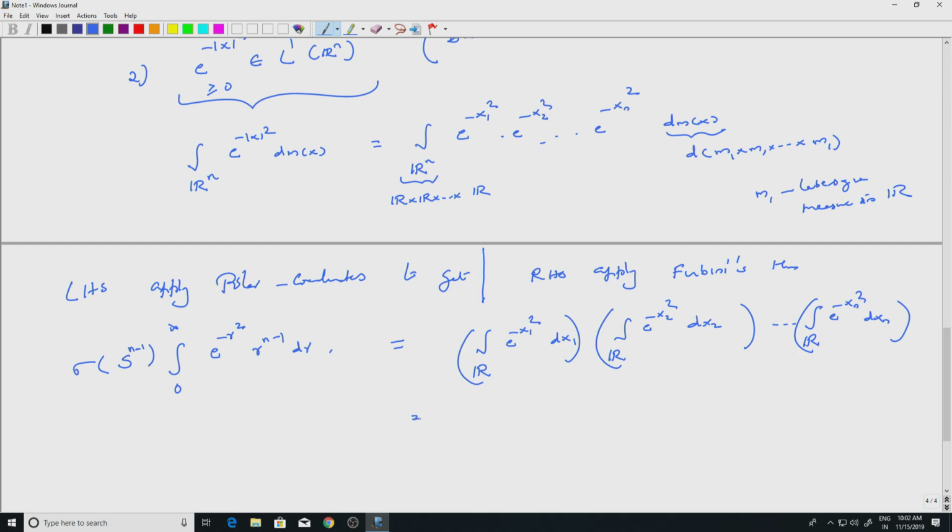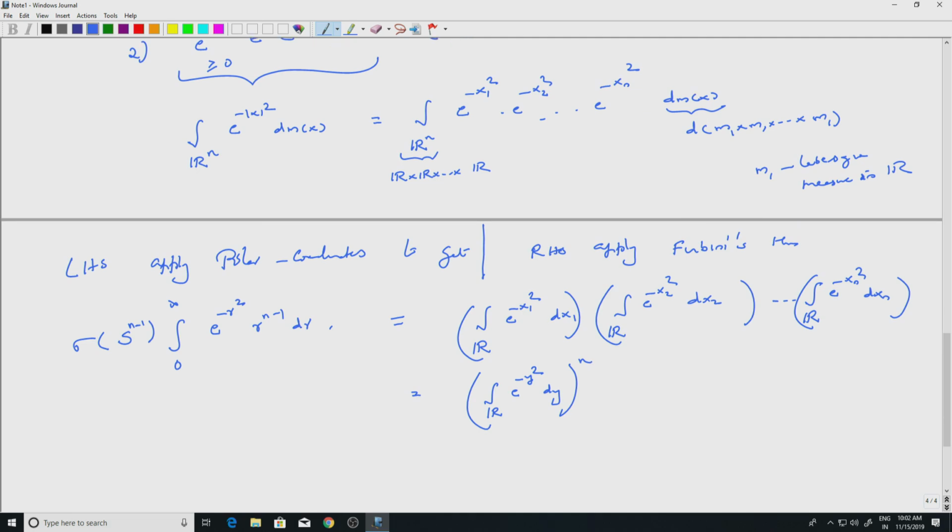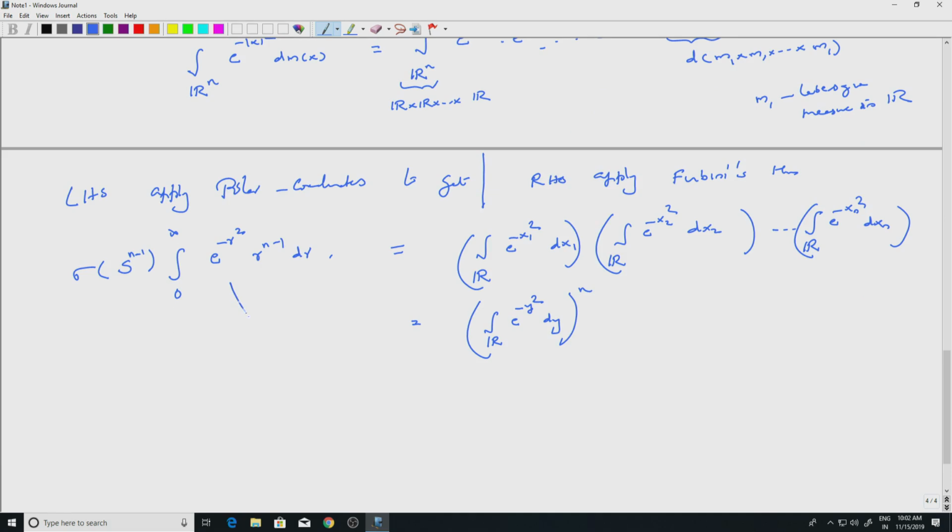So this is simply the integral over R of e to the minus y square dy, and then I have n of them, so to the n. So you can compute both sides, so you can compute this and this. So compute these two integrals. You will get expressions in gamma and n factorial and things like that, and then you will get an expression for this. I will leave it to you.